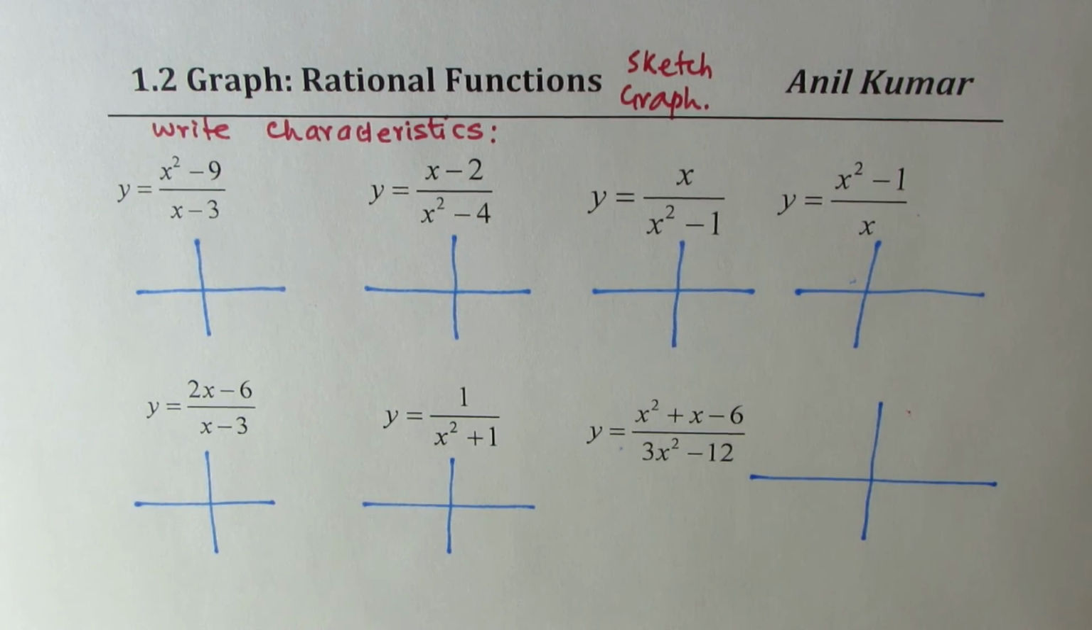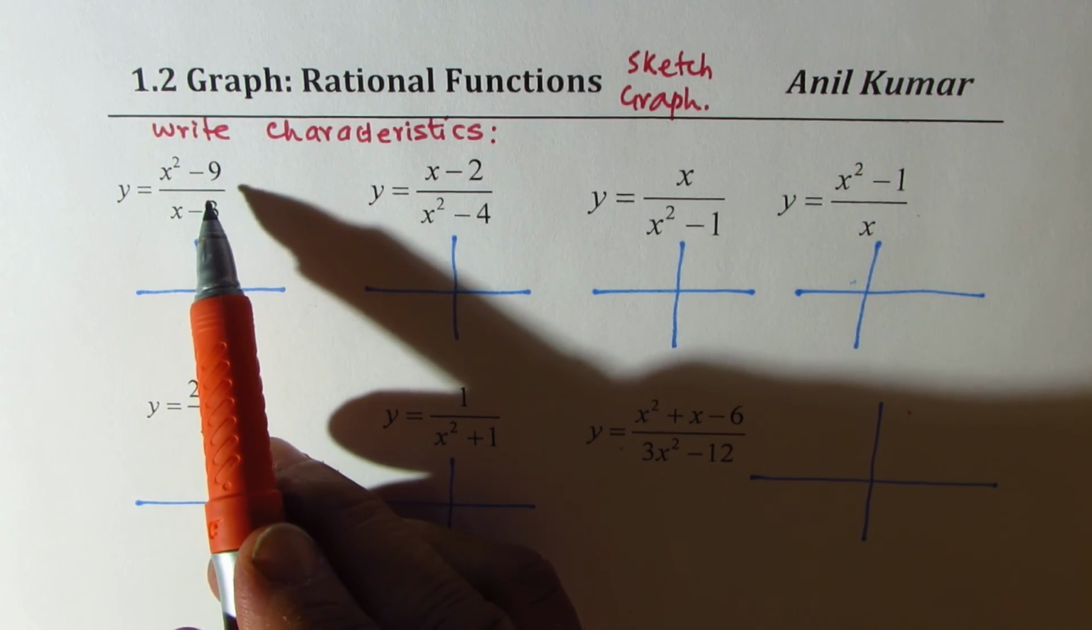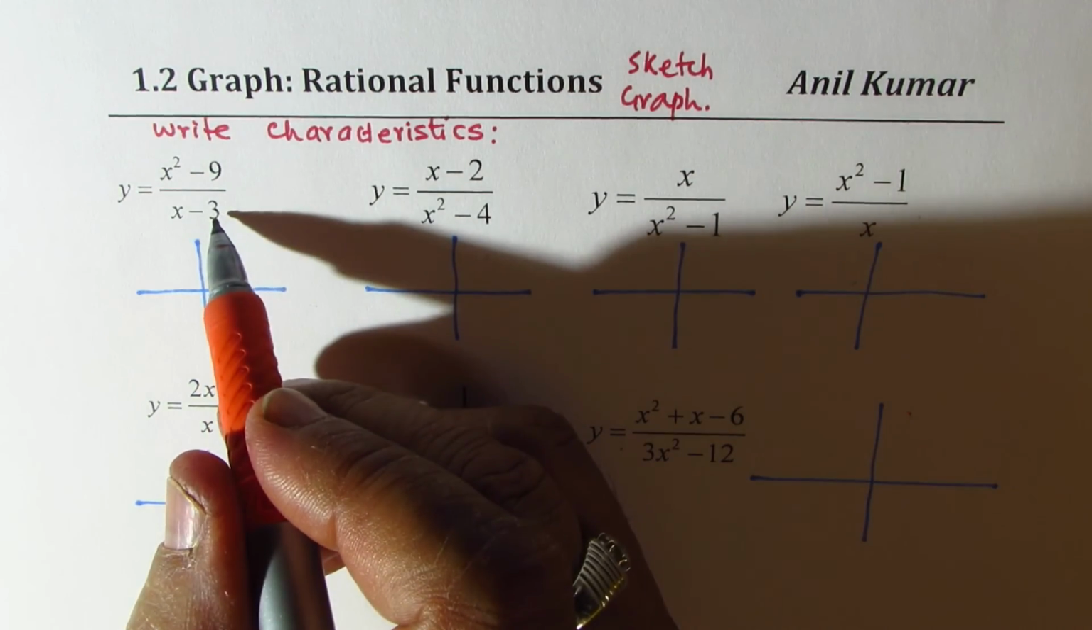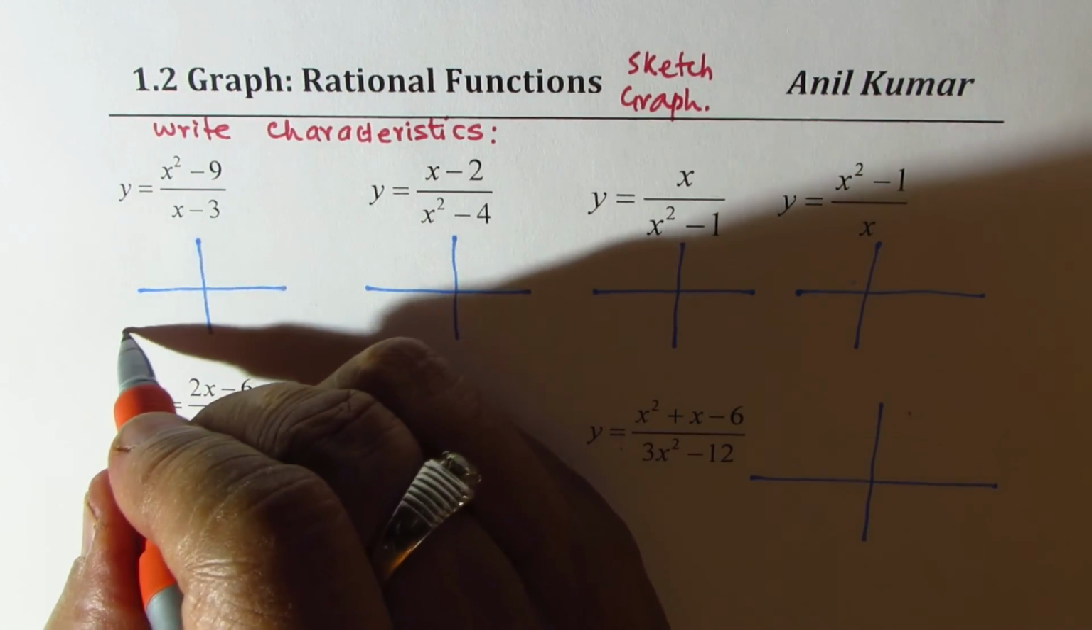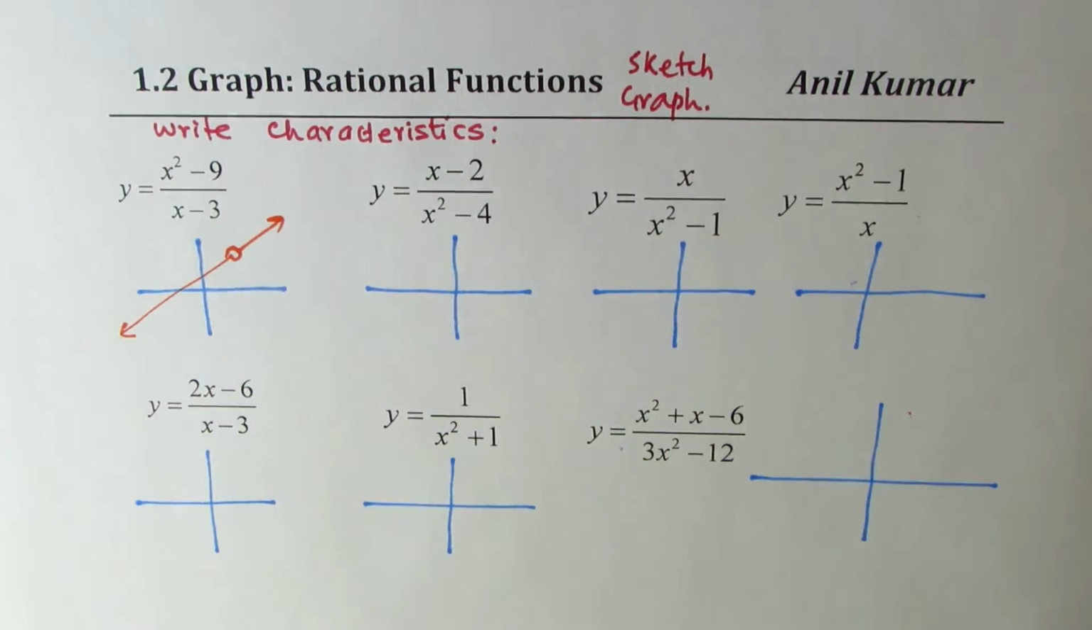Okay. In the very first one, when you factor, one of the factors cancels away, which leads to a hole. So this is not a vertical asymptote, but a straight line, which was a graph kind of like this with a hole here, right? So that is the graph of the function.